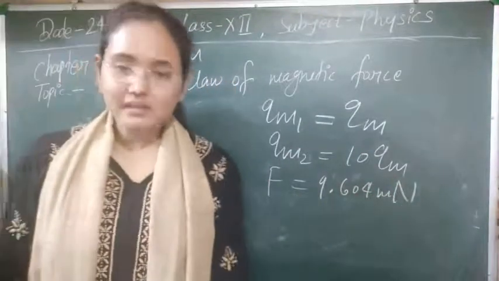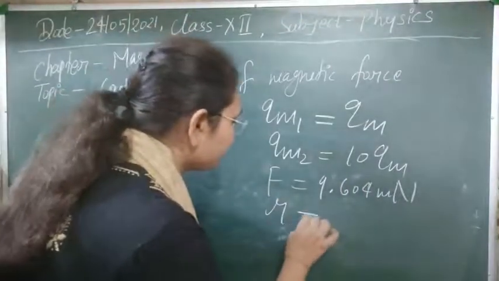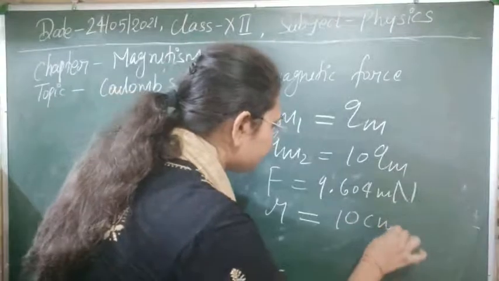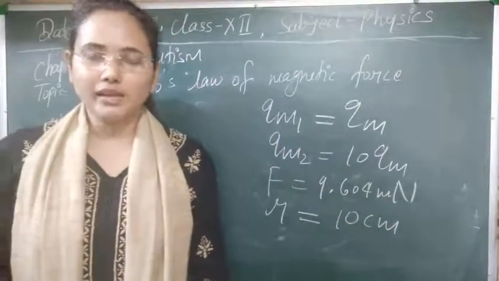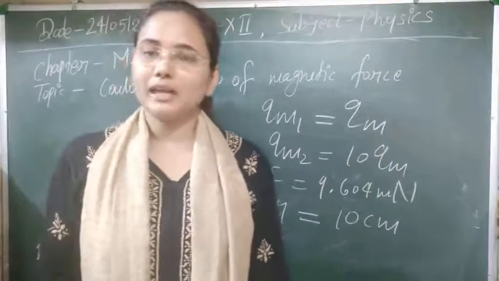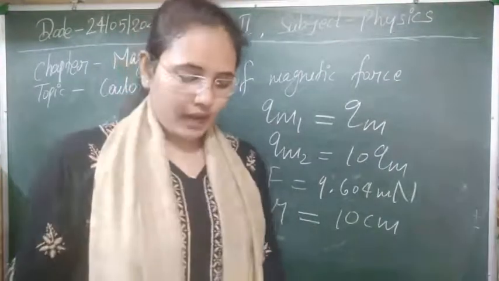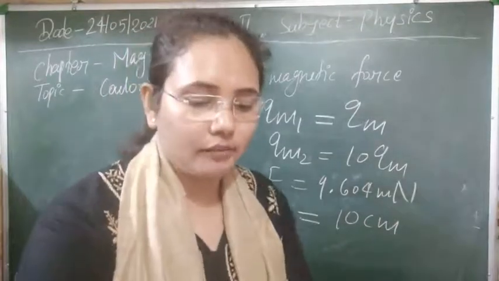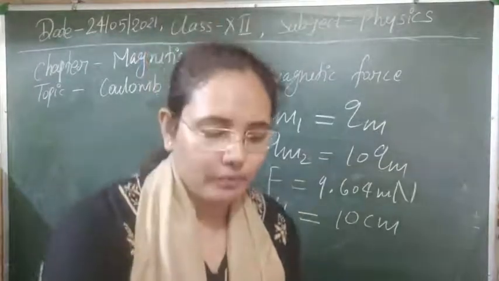When placed 10 centimeter apart in air. So the distance between them is given, 10 centimeter, and the medium is also given, air, and for air you know that the permeability is mu0. Then we have to find out the strength of the poles here.